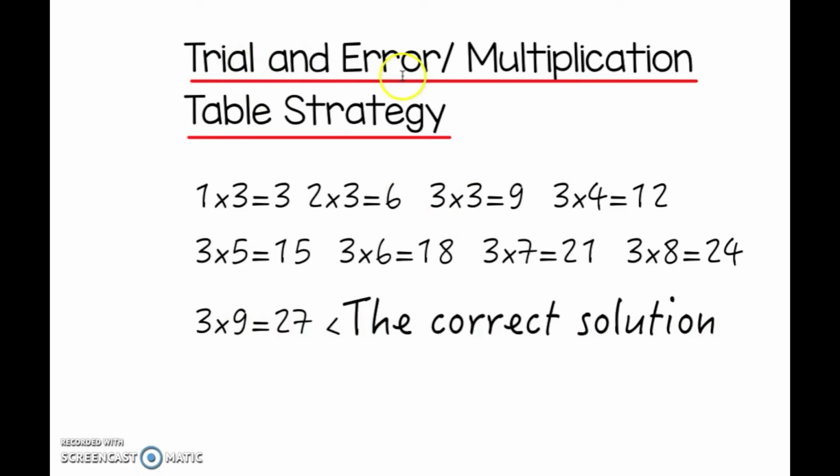So if you're doing the trial and error, then you might know that, well, I know 3 times 5 is 15, so that's too low. Maybe it's 3 times 7, and you might try that out and find out that it's 21, still too low. You might try 3 times 8, and then finally 3 times 9 to get your correct answer.